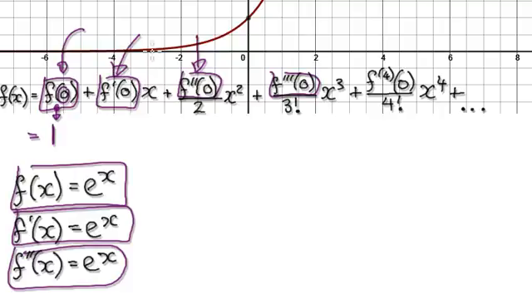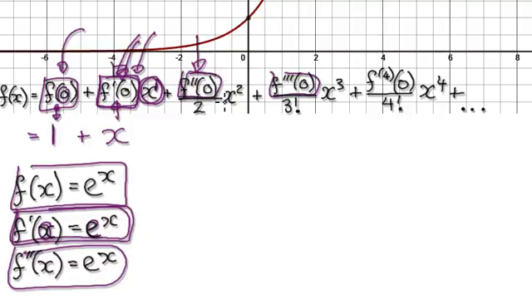And then for the second one, for x to the power of 1, for the second coefficient, it would be us looking at the first derivative, which would be this one here, evaluated at 0. So evaluated at 0, that would be 1. So the coefficient here will be 1, and then you've got your x to the power of 1. So that would be 1 times x to the power of 1, which would be x.